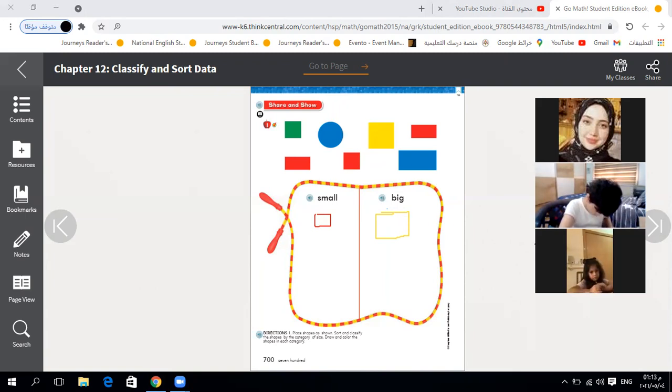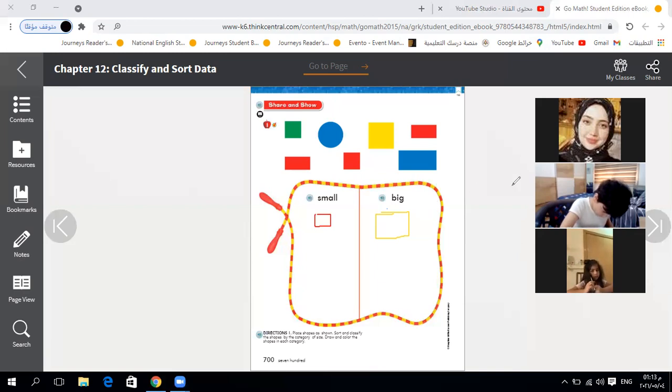Okay, so one more time, Yahra, how many squares do we have here? Two. Bravo. The red one is? Small. And the yellow one is? Big. Bravo. So I put them in the right category, the small category and the big category.